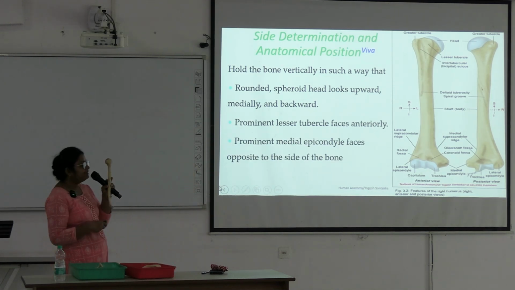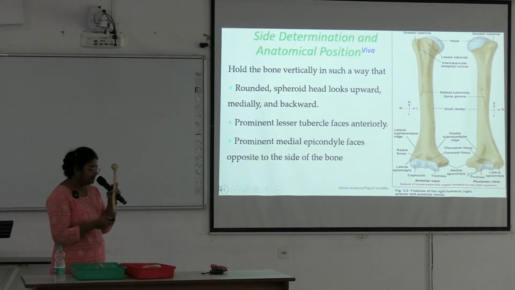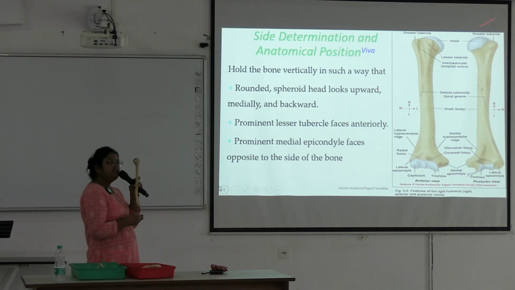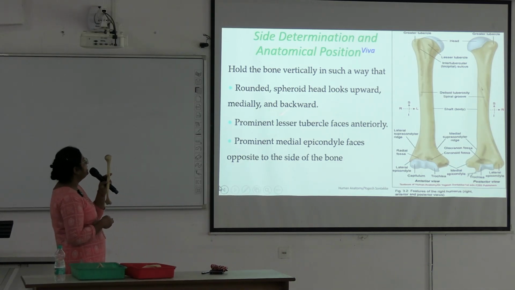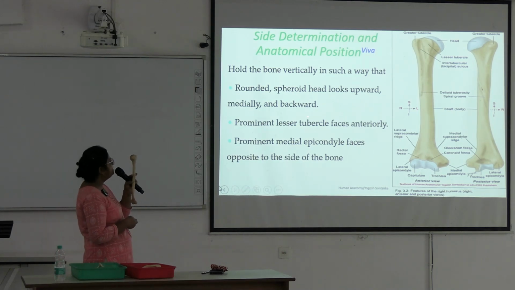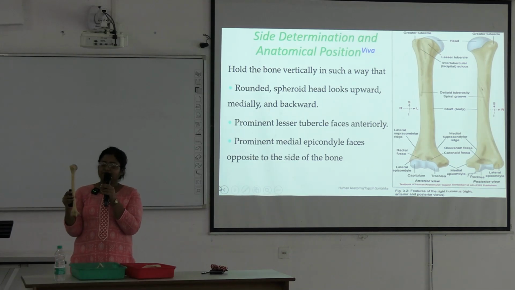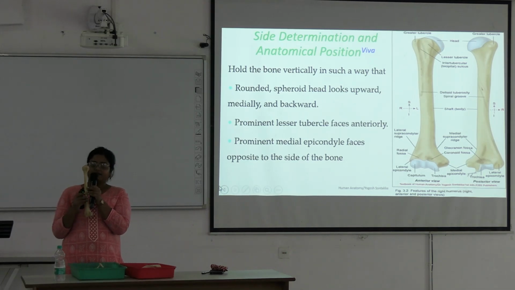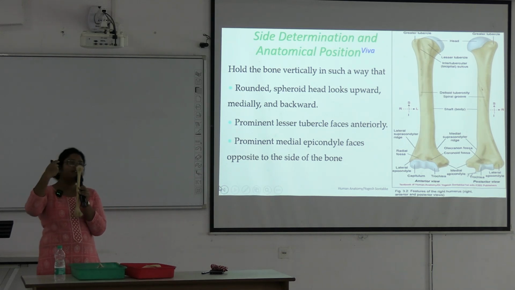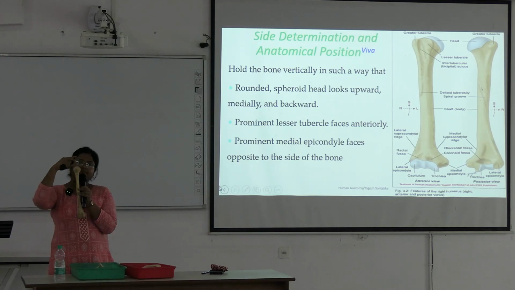Okay. Now we go to the side determination and anatomical position. Very, very important. So what points you have to remember? Hold the bone vertically in such a way that the rounded spheroid head looks upward, medially and backward. So this is the anatomical position of the right humerus. See, this is the head. The head is rounded, directed slightly upward, backward and medially.